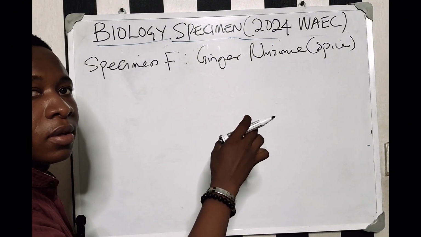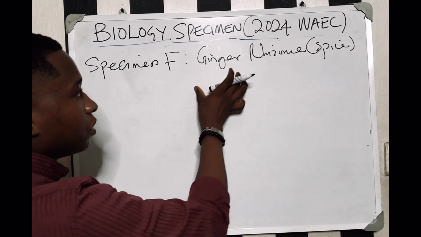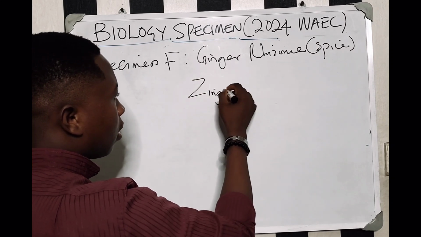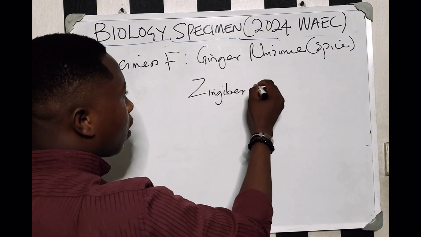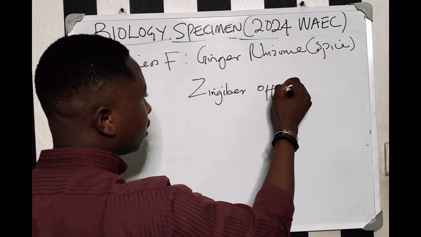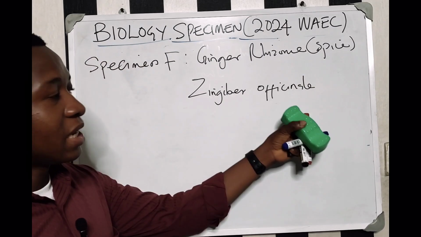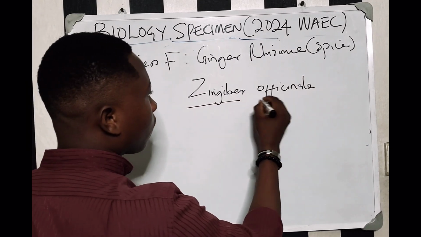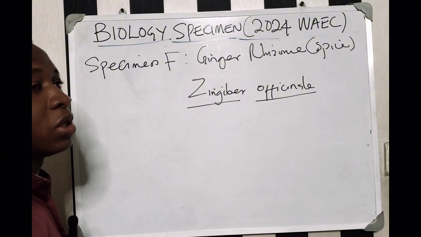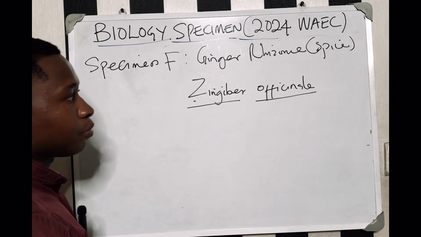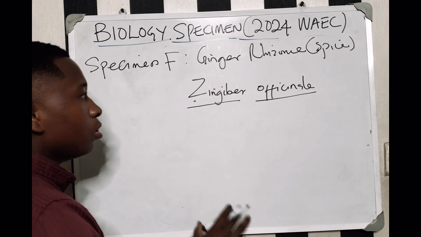The scientific name of ginger rhizome is Zingiber officinale. This is the scientific name of this plant. Always remember to underline it, and the genus name starts with a capital letter. It's very important to know.